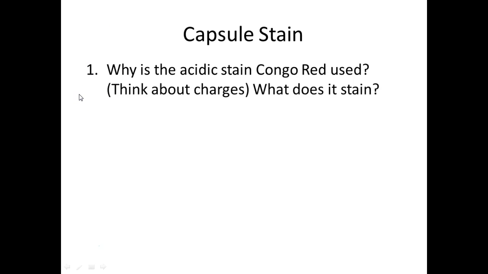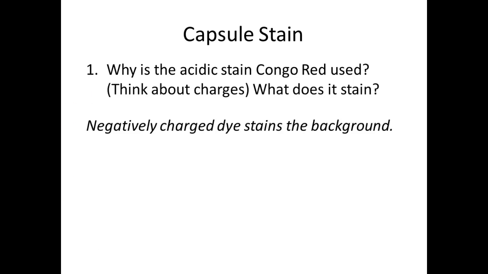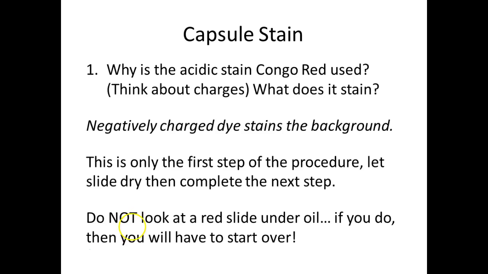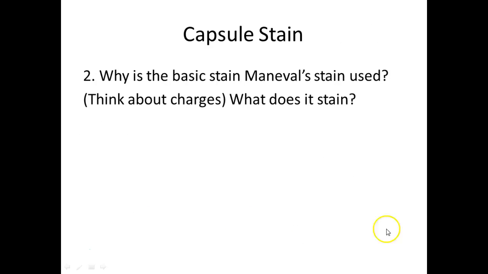So why do we have to do these two different stains, these two different dyes? Well, think about this. If we just did, which we did last time, just the Congo Red, negatively charged dyes just stain the background. If this is the only step, then you're not going to necessarily see that capsule. For instance, Micrococcus luteus, we just saw a round, clear space when you negative stained it. So, as I said, do not stop here. It's only the first part.